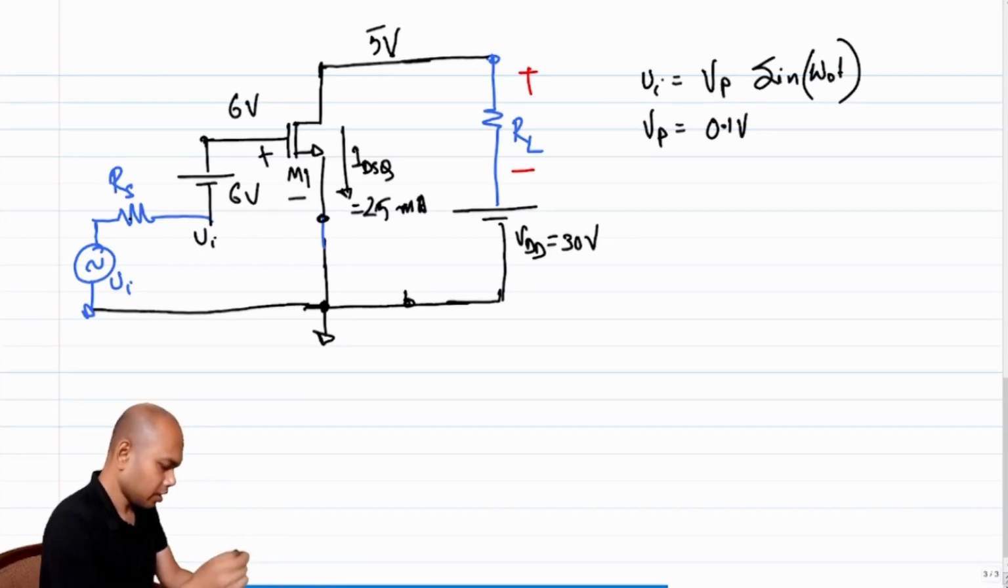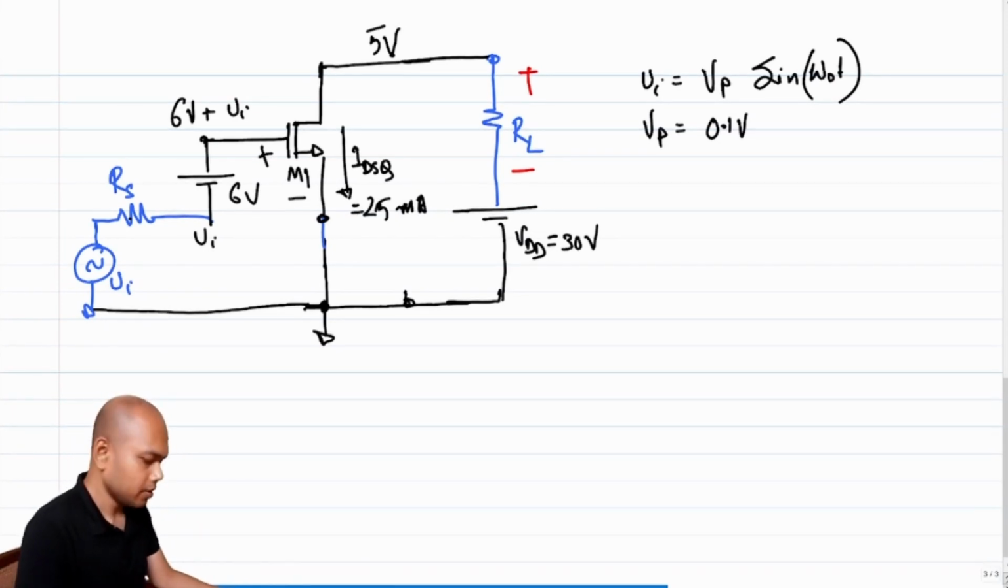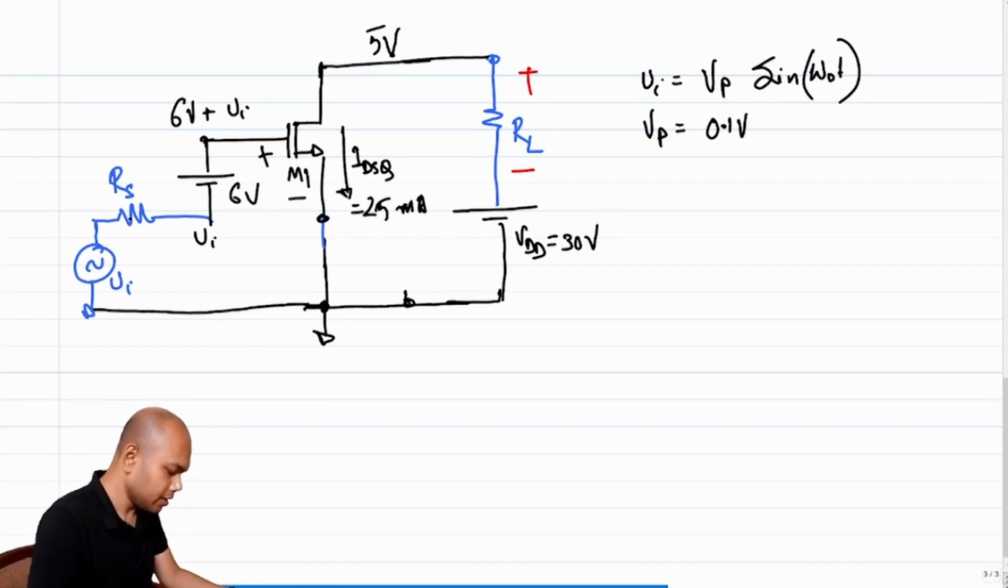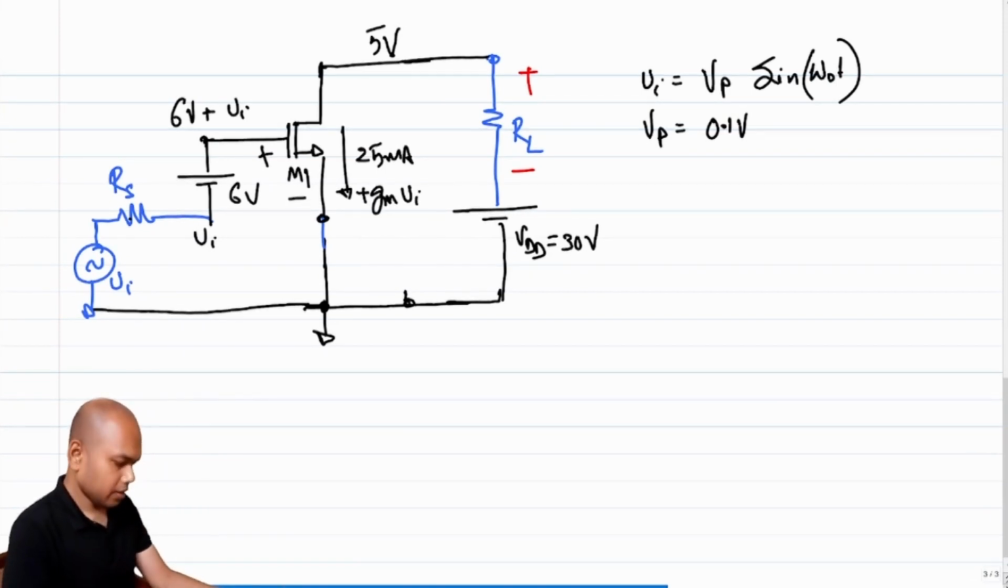So the total voltage at the gate of M1 will be 6 volt plus Vi. If the total voltage is 6 volt plus Vi, what is the total current flowing through the transistor? The total current flowing through the transistor is 25 milliamps plus Gm times Vi, right?